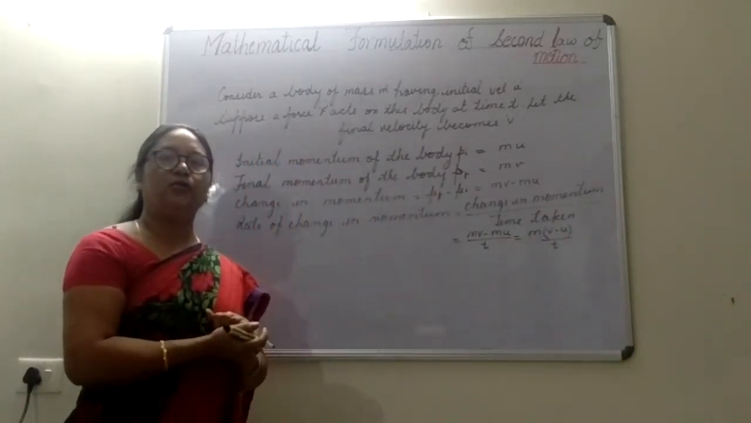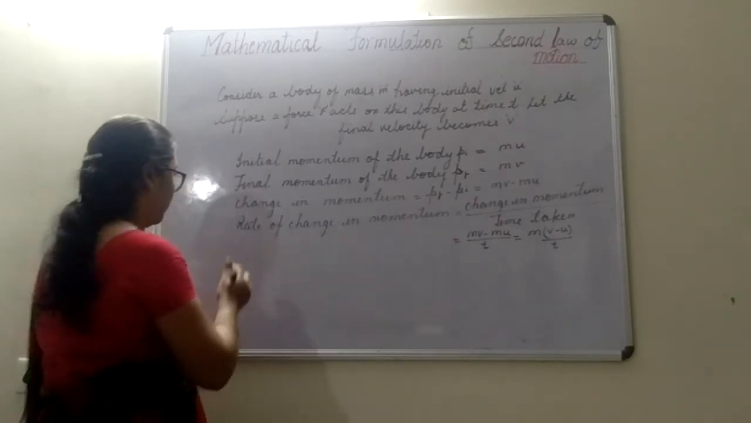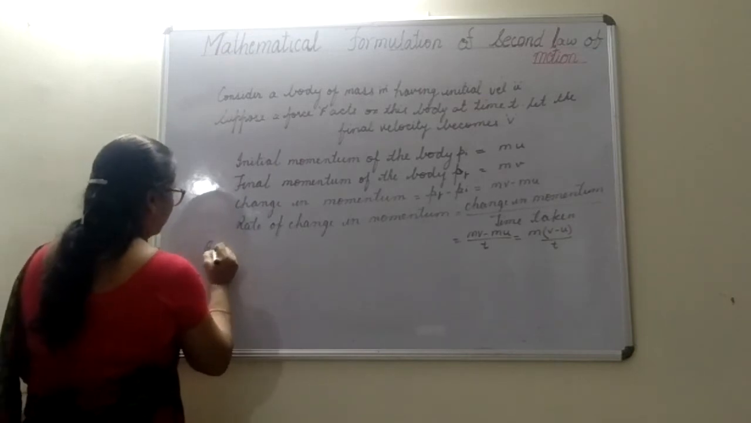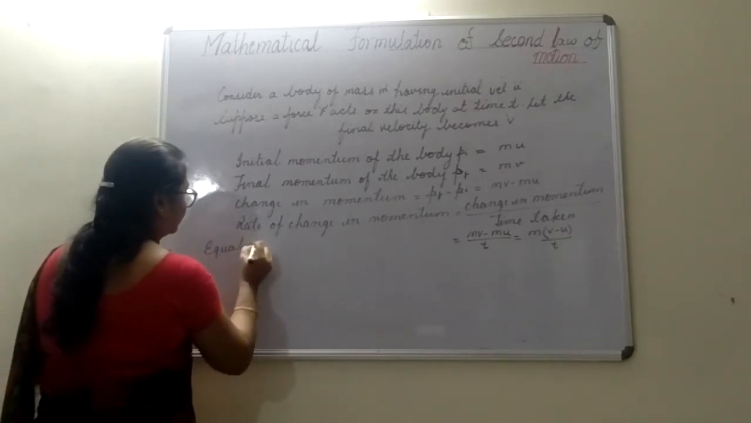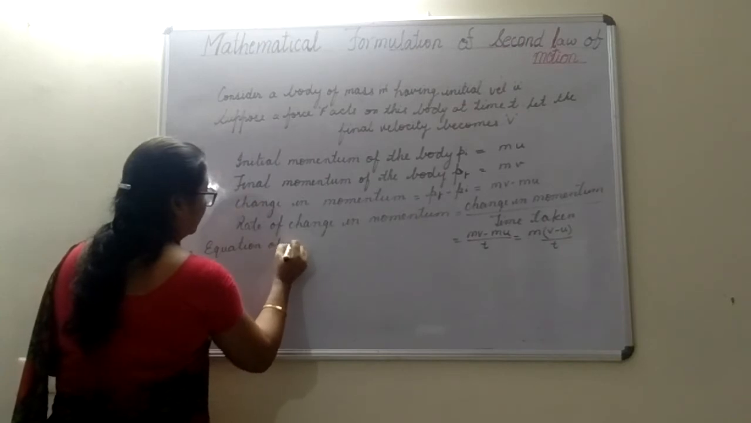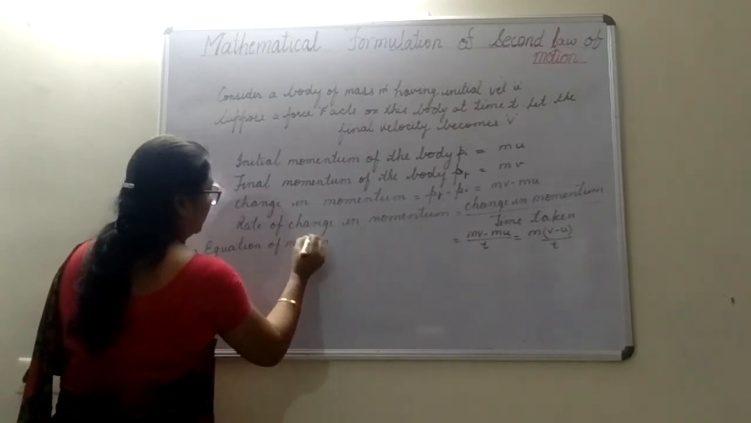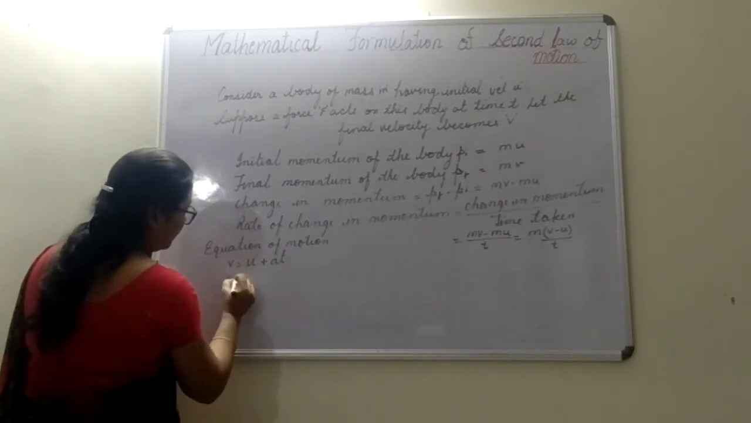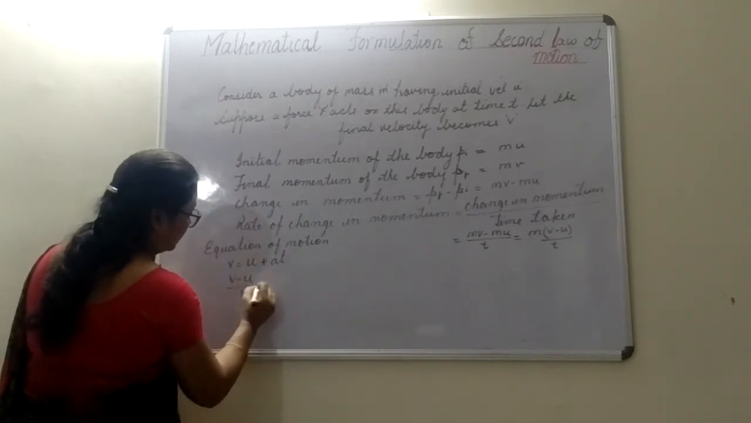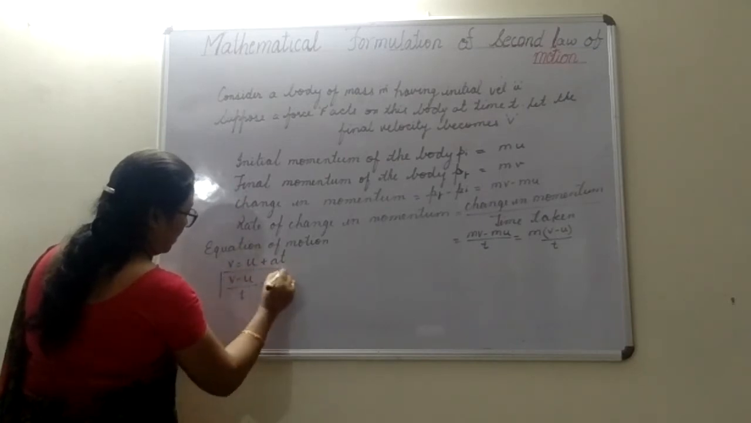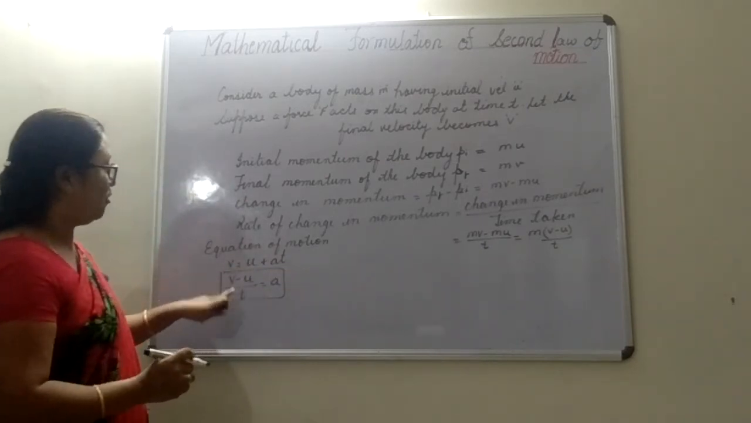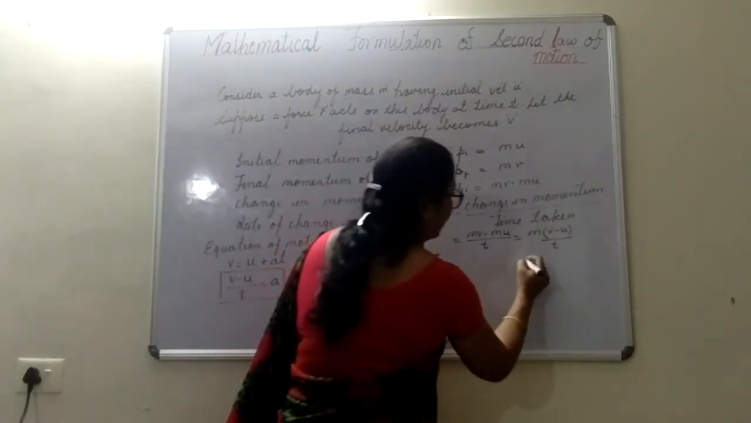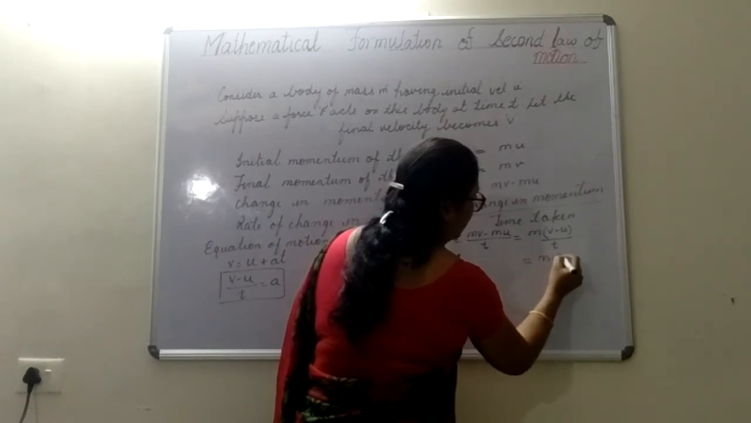Now recall the equation of motion. According to the equation of motion, v is equal to u plus at. Now you can write v minus u by t is equal to a. Now substitute the value of v minus u by t here. So what you will get? This is equal to m into a.